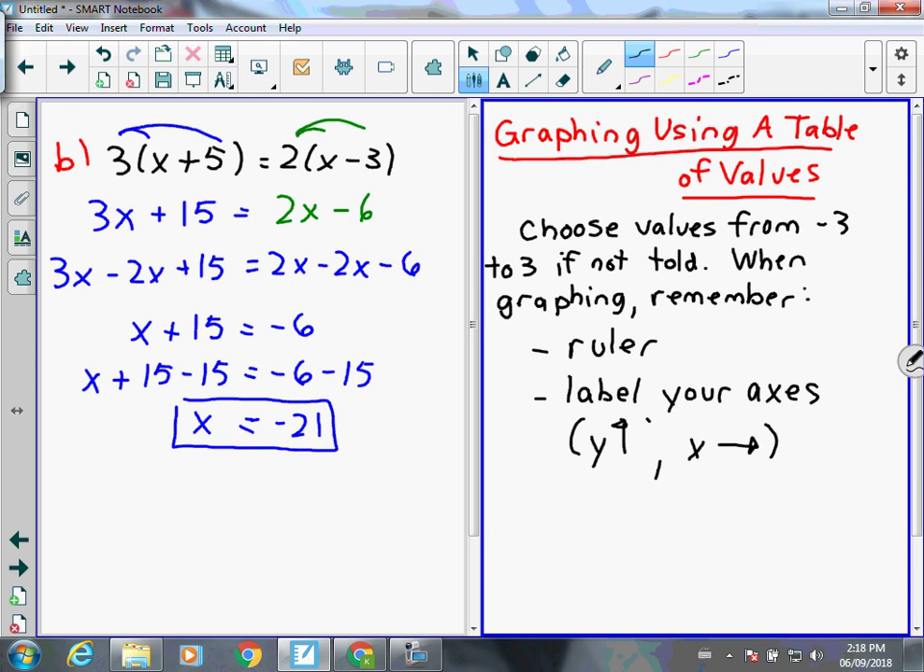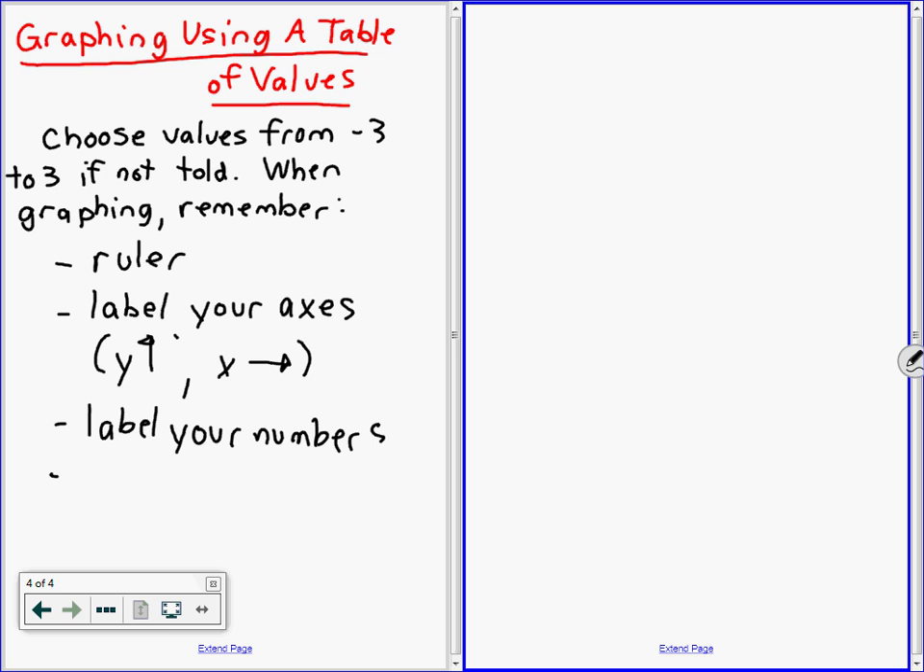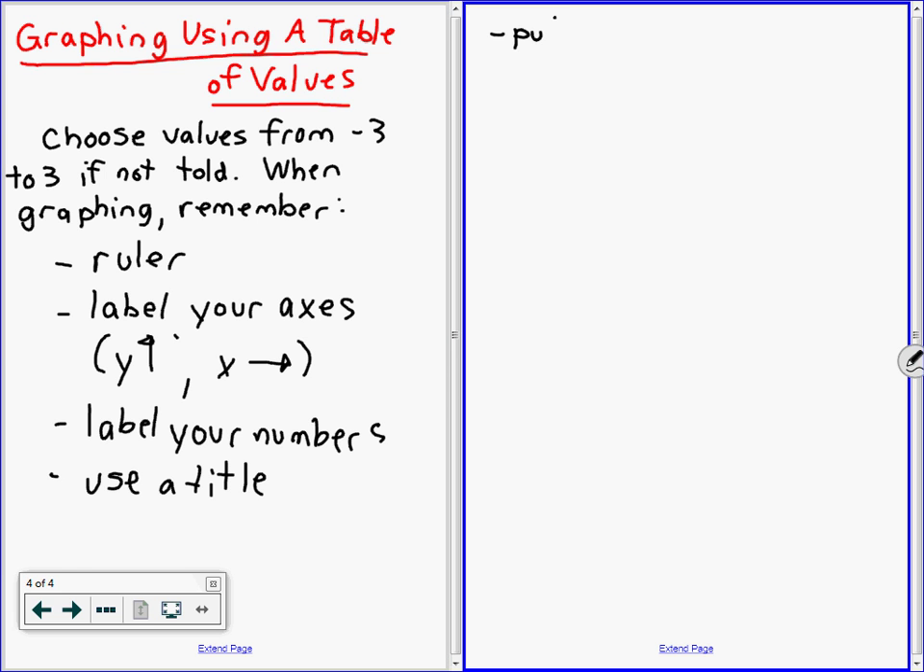Label your numbers, and we'll show you what all this stuff means in a second. We're also going to say use a title. And the last two, put arrows. And finally, make sure all points fit on the graph.